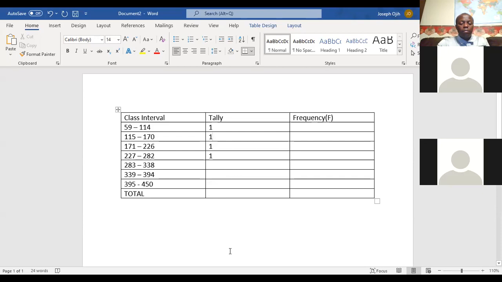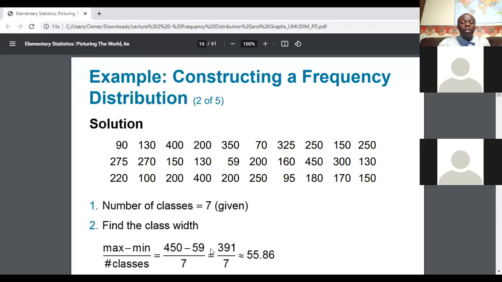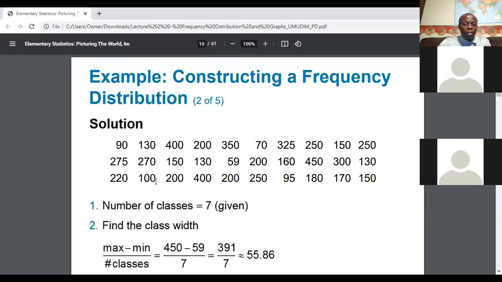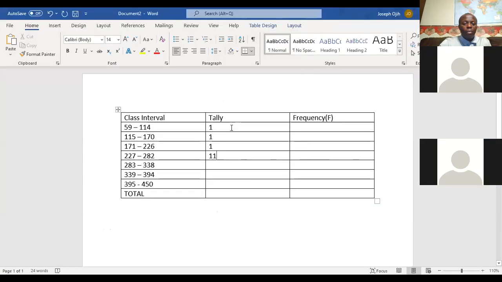The next will be, I believe, 270. And 270 will be in this group. 270 should be here, so you put the second tally. So the next one will be this one here, 100. 100 will be in this group here, tally.